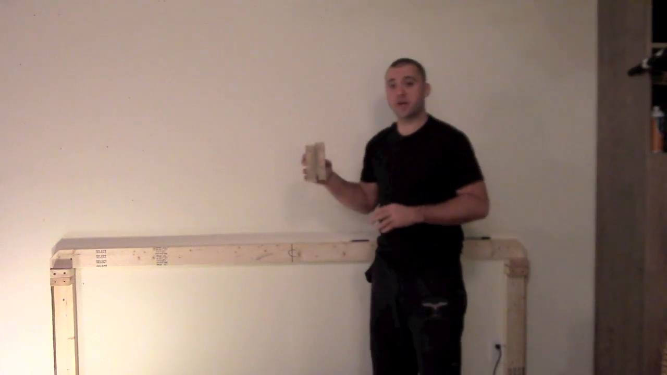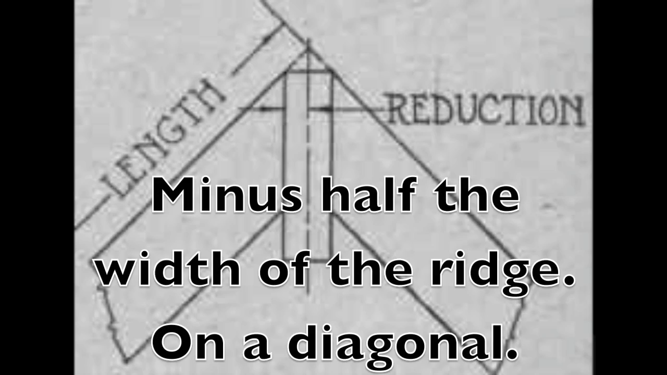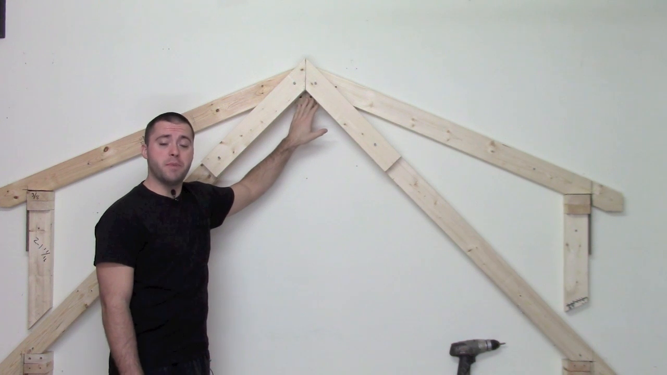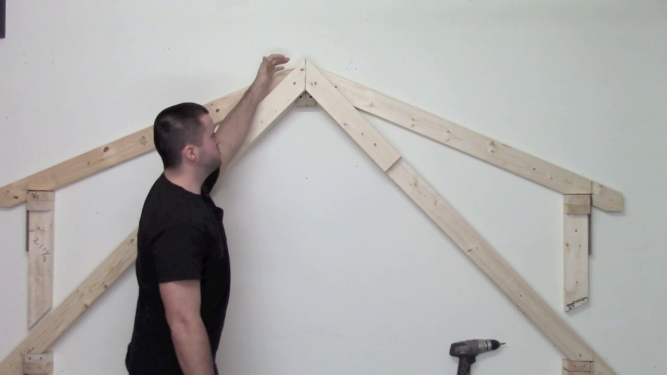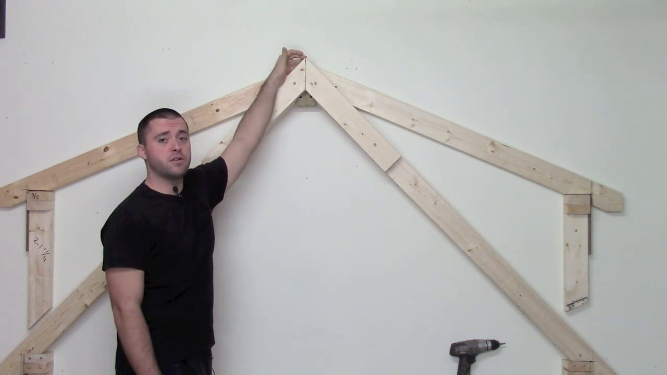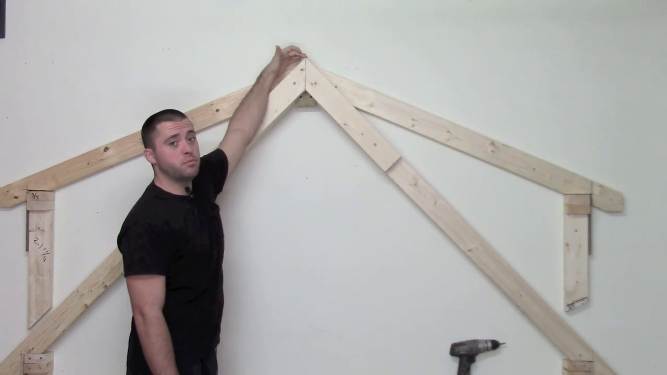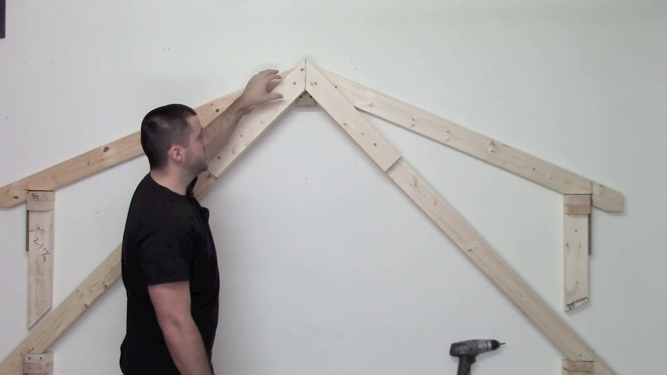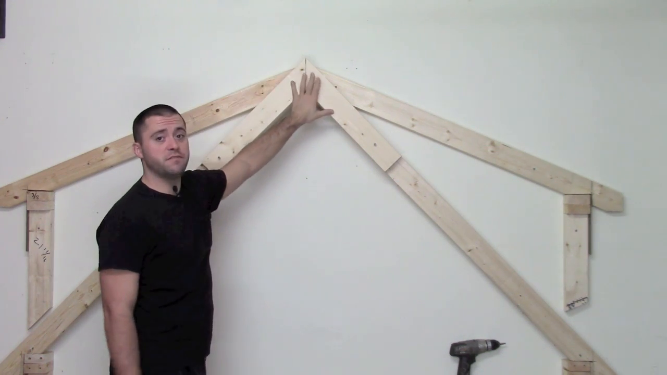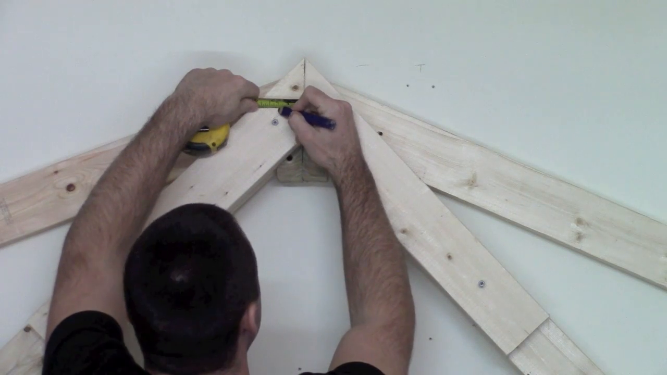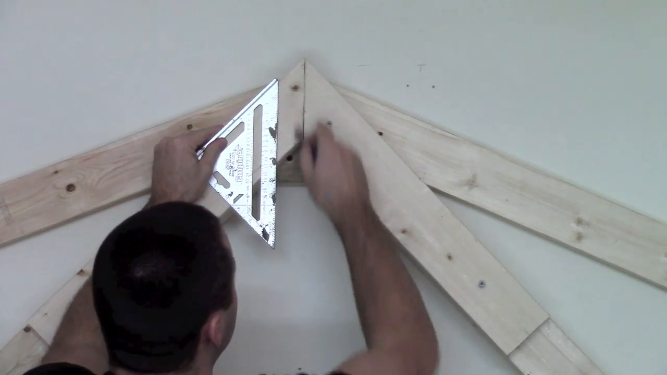Now, since I got a double 2x6 ridge going in, I'm going to need to minus 1.5 inches off that diagonal. To better explain why I'm minusing half the thickness of the ridge, it's because when we figure the total length of our diagonal, it actually comes to a point right here. And we need to minus so that the ridge can fit in there. When you minus half the thickness of the ridge, you want to do it in a horizontal plane.